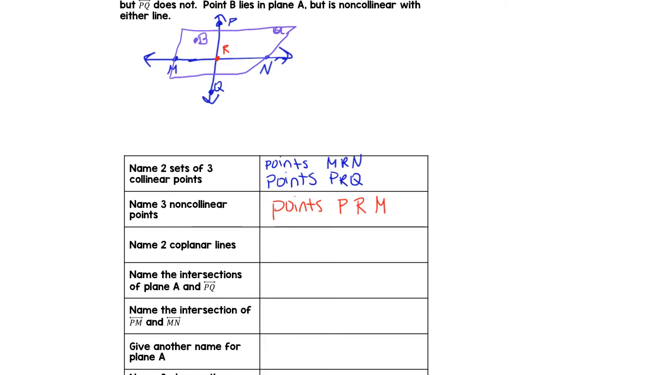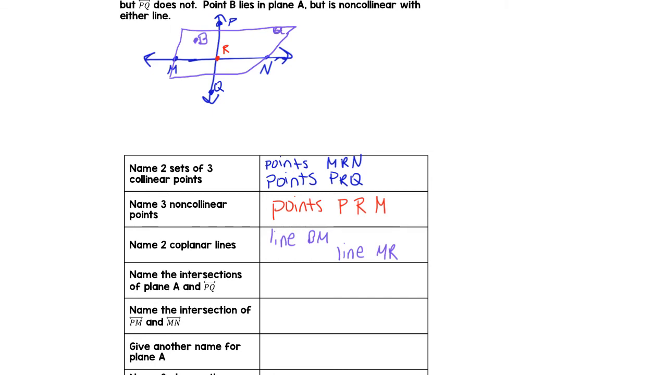Name two coplanar lines. Well, we can do that. All we need is two points to make a line. So there's a line BM, and there's a line at M and R. So we've got those lines on the same plane. So we've got line BM and line MR.